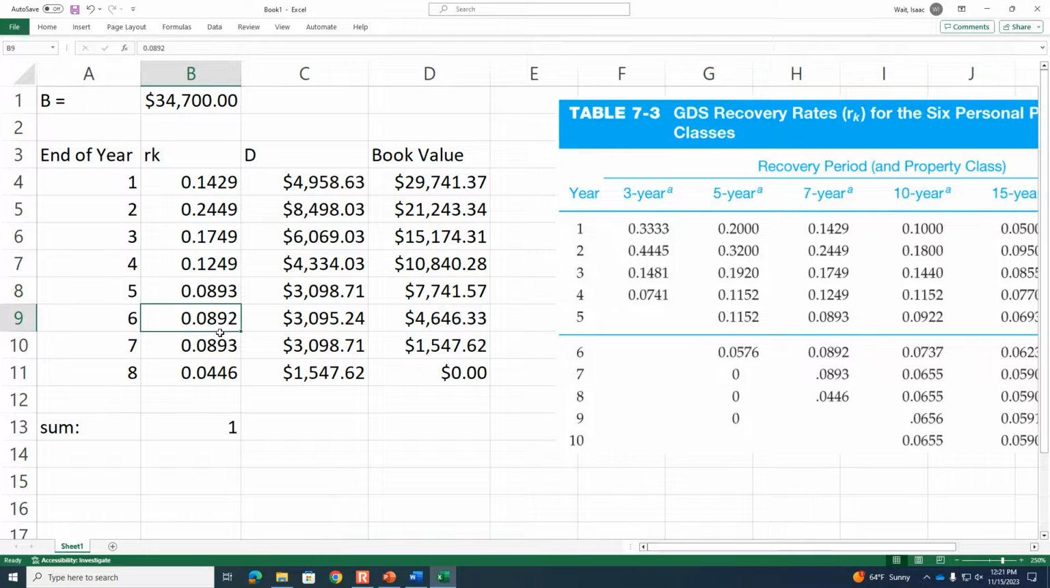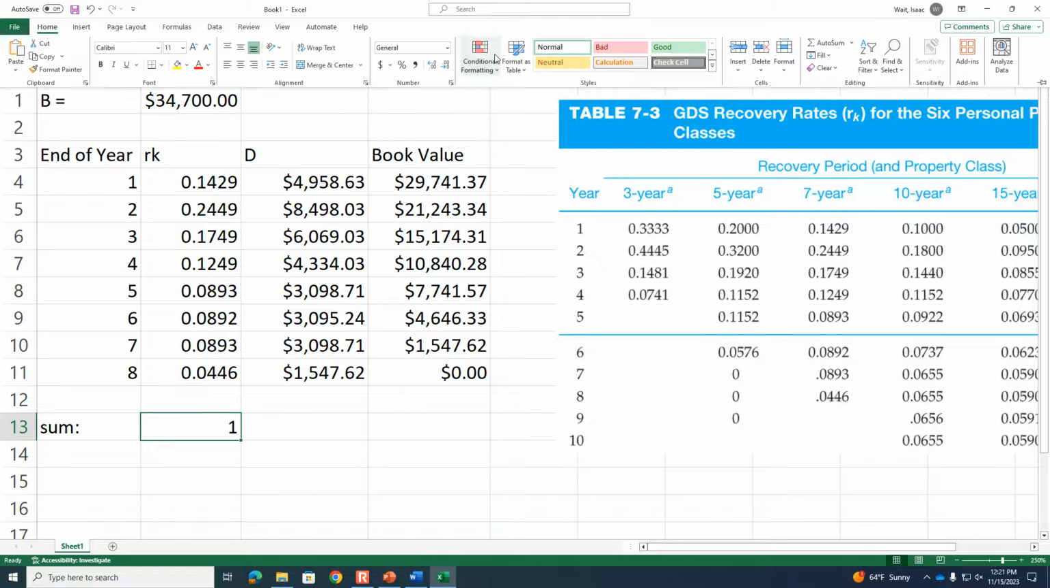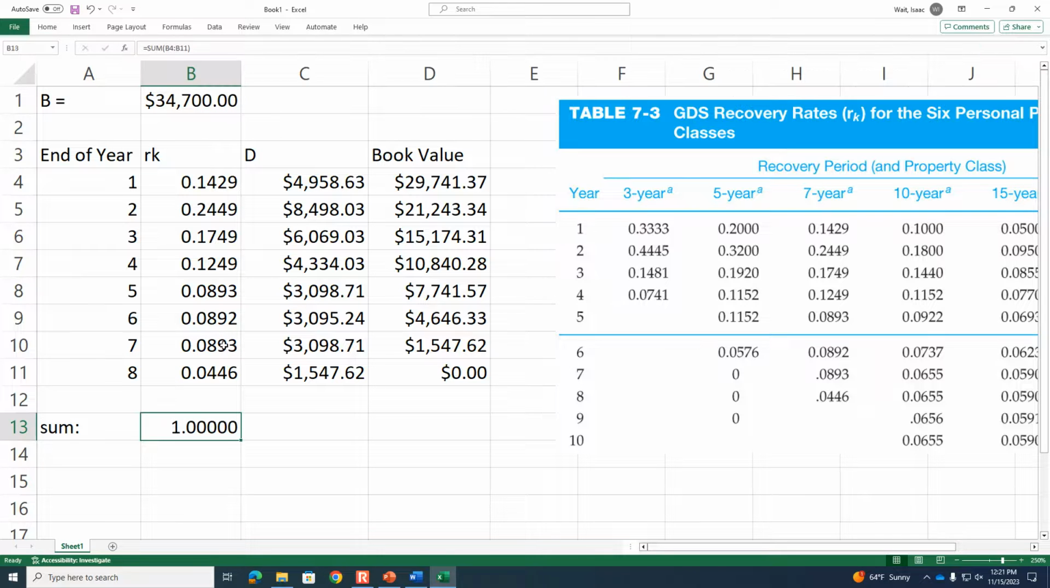0.0893, 0.0892, and then back up to 0.0893. In the end, it all adds up to 1.0, which is what it's supposed to. But I think it's a little bit weird that it seems like maybe they would have had the 0.0892 as the last one, but that's not. It's in the middle.